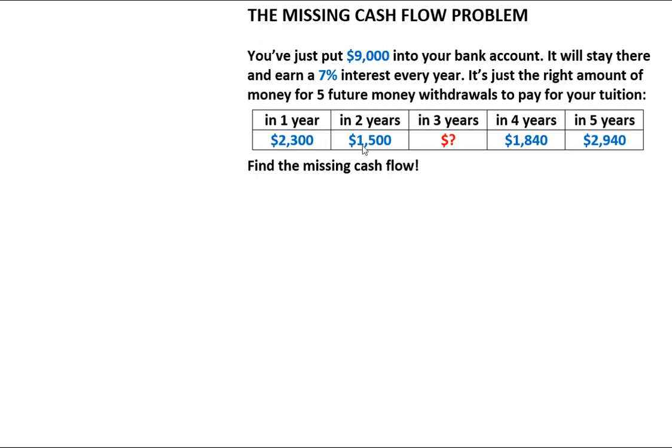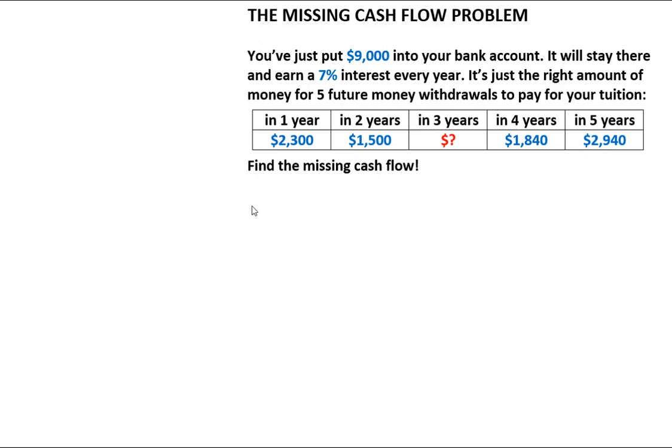$2,300 in year 1, $1,500 in year 2, some unknown dollar amount in 3 years, $1,840 in 4 years, and $2,940 in 5 years. Find the missing cash flow.